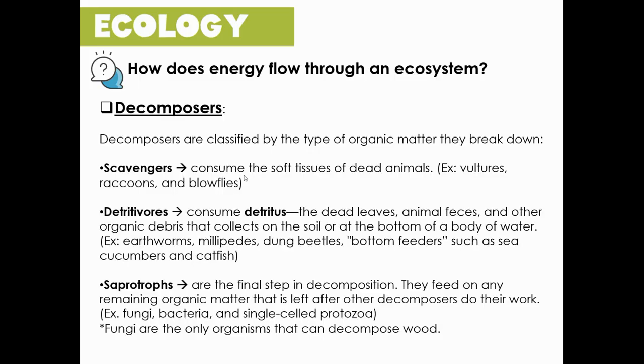Now, decomposers are classified by the type of organic matter that they break down. So you can have scavengers, which consume soft tissues of dead animals. These are like your buzzards that live around here, vultures, raccoons, blowflies. We have detritivores. They're going to feed on dead leaves and animal feces and just other organic debris that collects in the soil. Great examples of detritivores are earthworms, dung beetles, and then in an aquatic ecosystem, your bottom feeders, so like your sea cucumbers and your catfish.